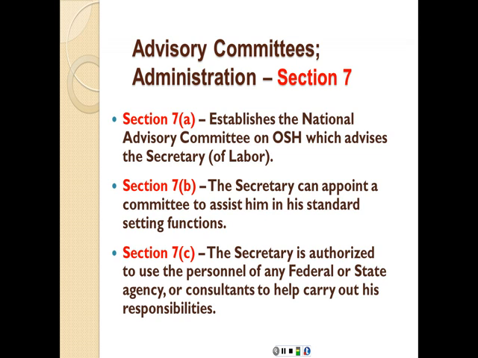For example, the police force can be used by OSHA to enforce some of the aspects of that law. This is not reporting to the Secretary of Labor or Health and Human Services, but again, that's a federal or state agency that can help in implementing the law.